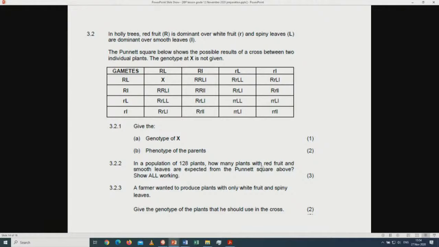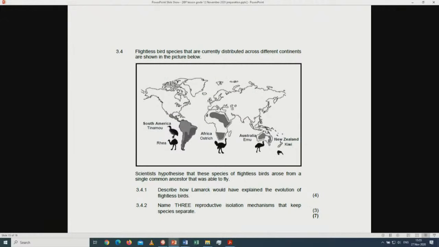It will be how many plants with red fruit, and if it is red fruit and smooth leaves, it will be capital R and small l. So how many do we get there? It's 1, and then it's 2, so it will be 128 divided by 16 multiplied by 2. Then we'll get the answer.